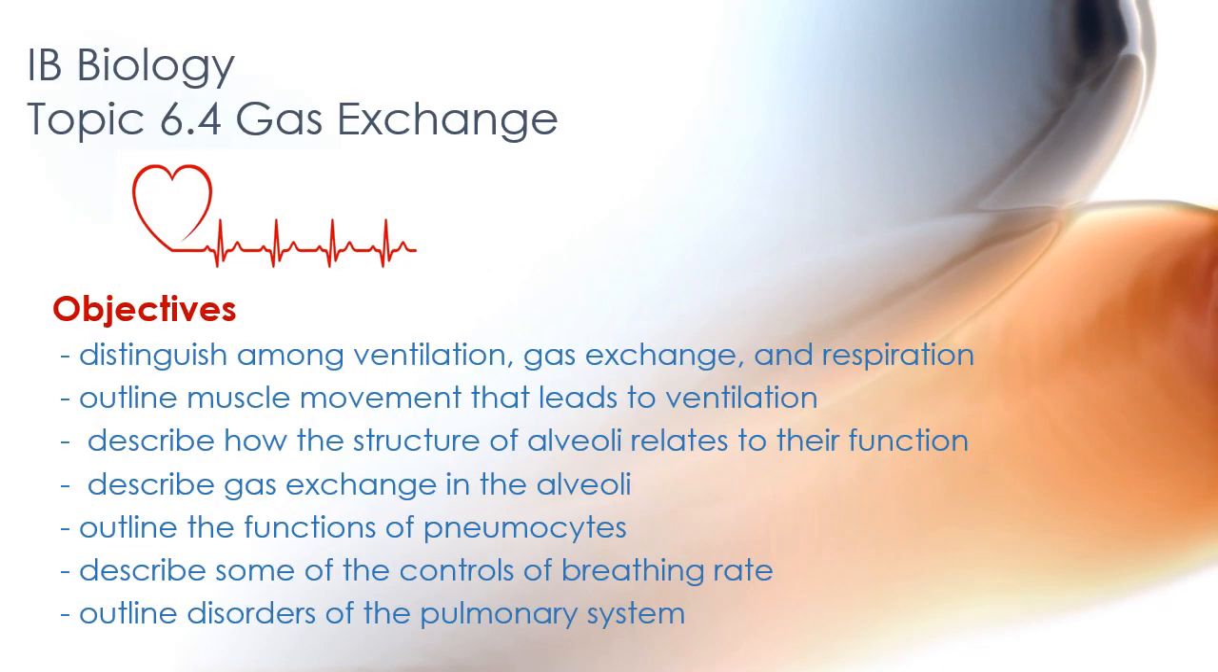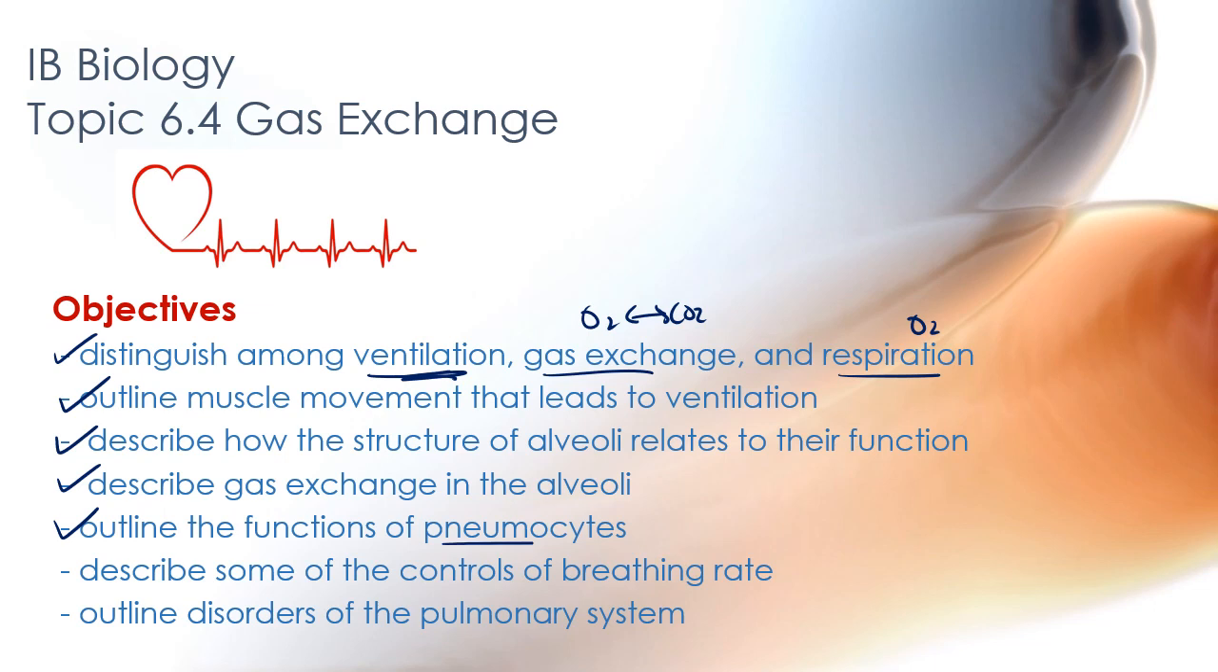We did it! Objectives accomplished under 20 minutes. Look at us. We talked about ventilation. That's air in and out. Gas exchange, that's trading O2 and CO2. And then respiration is what we do in our mitochondria, where oxygen gas is the final electron acceptor at the end of the electron transport chain. We talked about those muscles that move to lead to that ventilation, the external intercostal muscles, the internal intercostal muscles, the diaphragm. We talked about the structure of the alveoli that allows for gas exchange to occur.